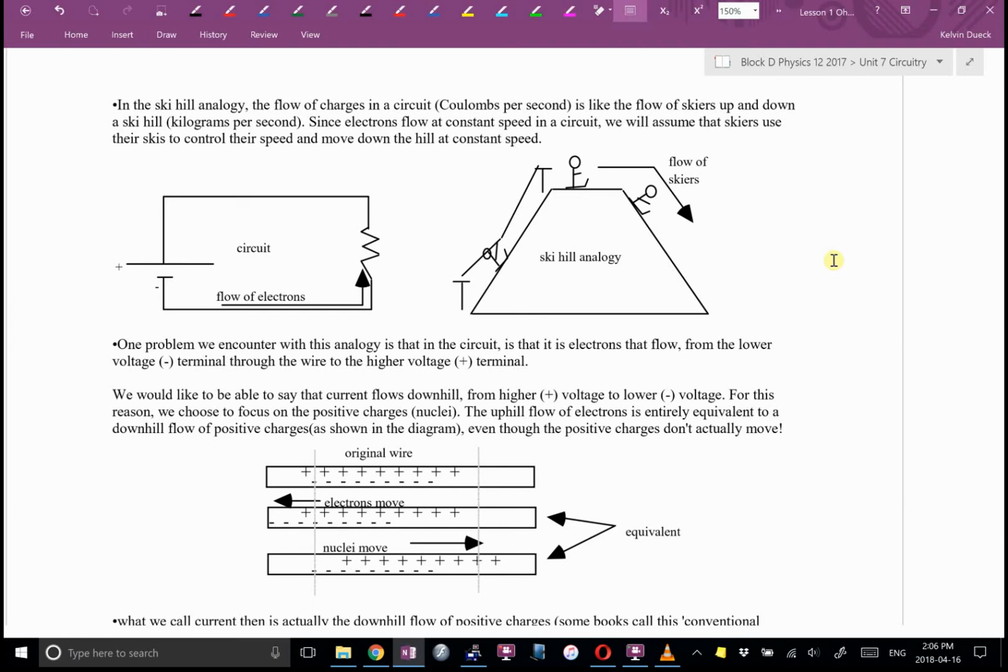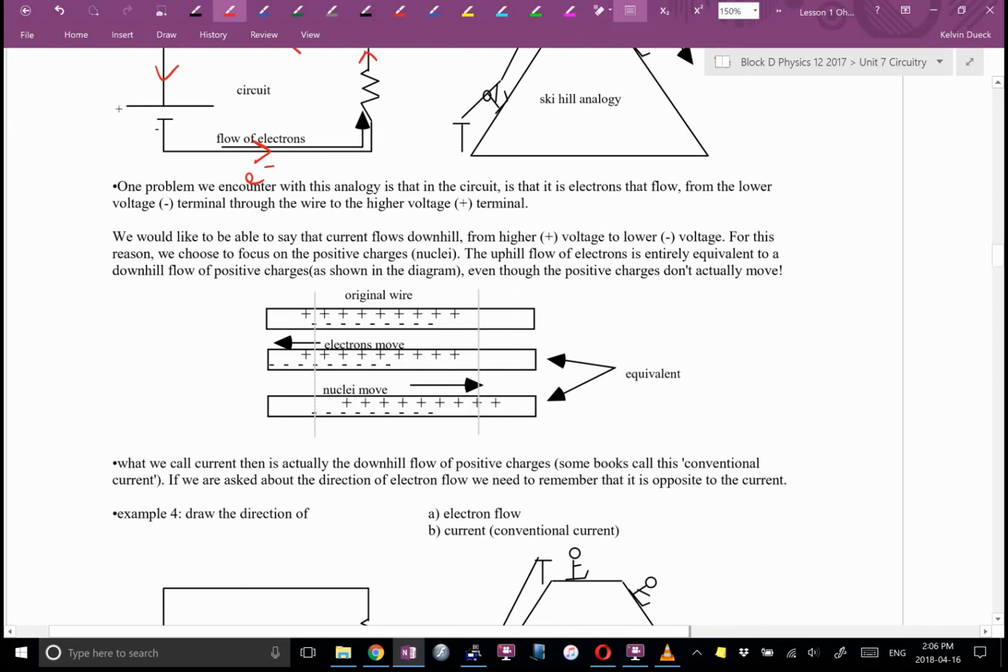One problem is that in a circuit, it's electrons that flow. Electrons flow from negative to positive, but I would much rather have charges flow from positive to negative. It's much easier mathematically to think that you are losing energy when you go through the circuit and gaining energy from the battery. That just makes way, way more sense. And so we're going to define current.